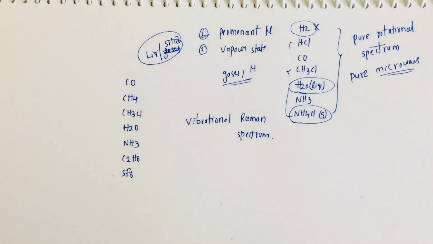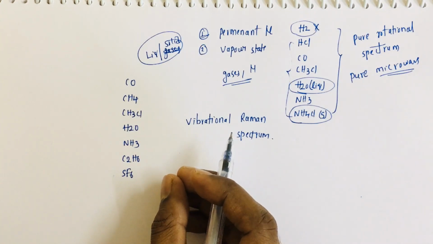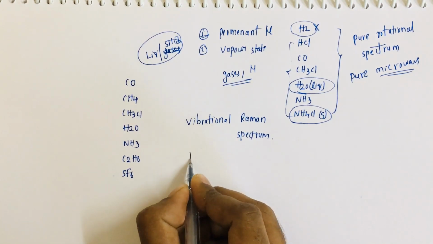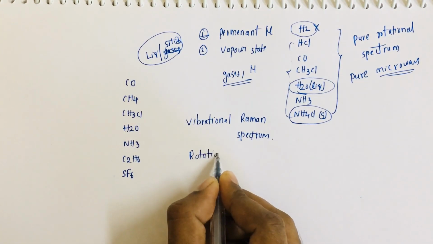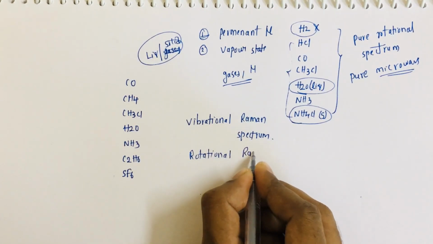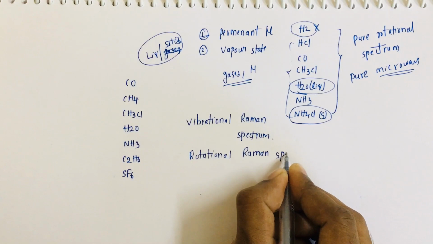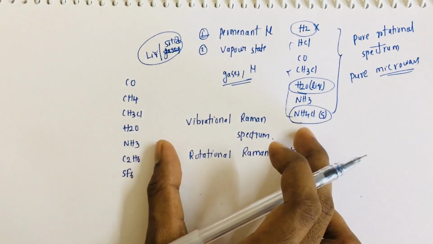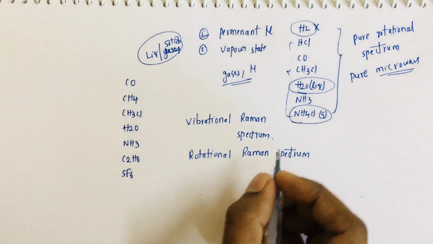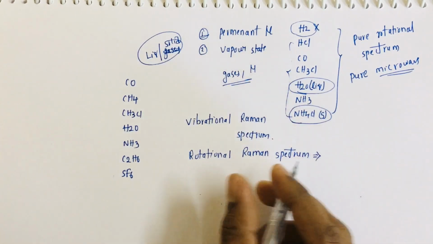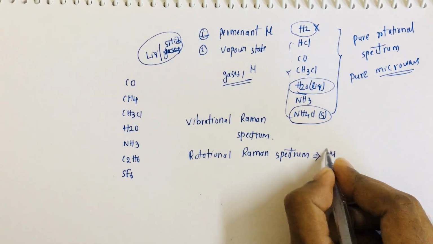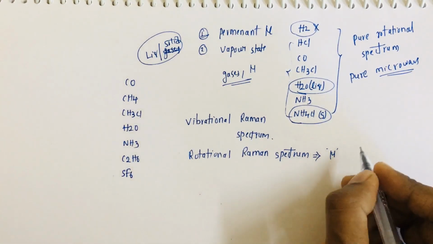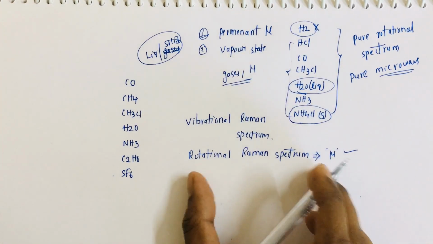So now, we will talk about both the rotational Raman spectrum as well as the vibrational Raman spectrum. First I talk about the rotational Raman spectrum, then I go to the vibrational Raman spectrum. The condition for the rotational Raman spectrum is that there should be some permanent dipole moment in the molecule. Then only that molecule can be active in rotational Raman spectroscopy.